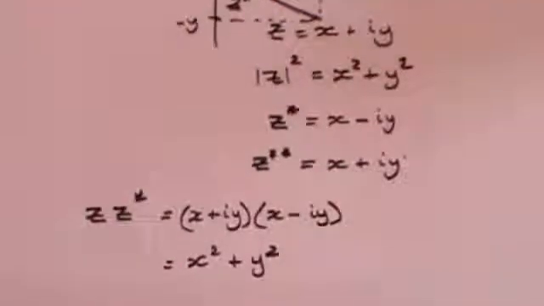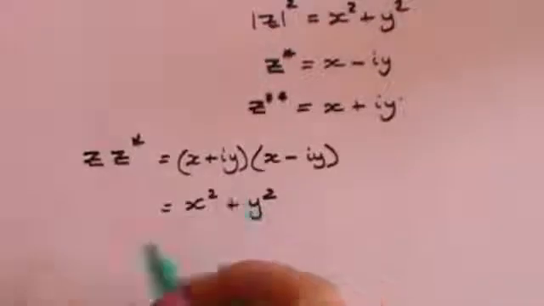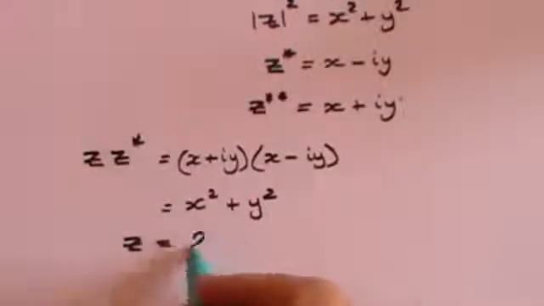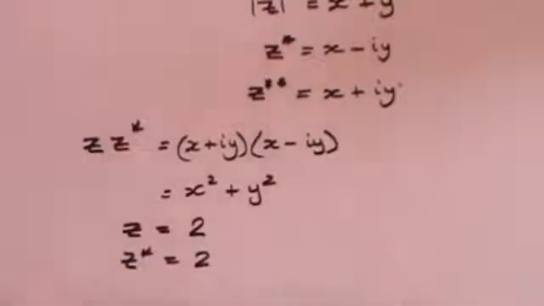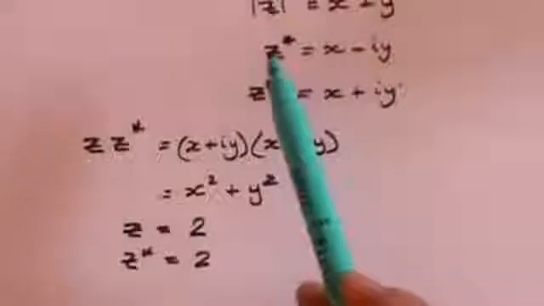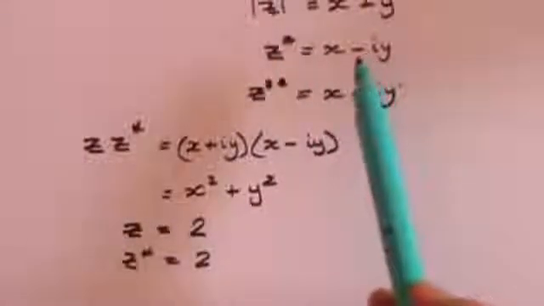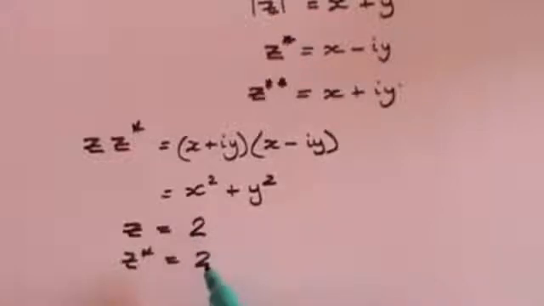I hope you will see that if z is just a real number, e.g. 2, then z star also equals 2, because you only change the sign of the imaginary term. If you don't have an imaginary term, there's no sign to change. So the complex conjugate of a real number is just the real number.